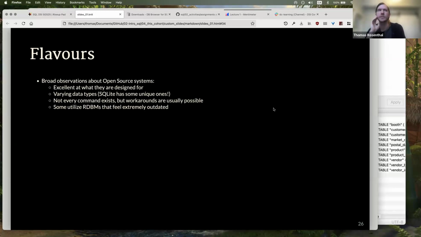You'll find that in the open source systems, not every command exists. It doesn't have all the bells and whistles, right? But workarounds for those commands are almost always possible. Sometimes it just takes a little bit longer, a little bit more complex syntax instead of just using a single keyword that maybe exists in the RDBMS commercial ones. And sometimes they feel or look a little bit outdated.